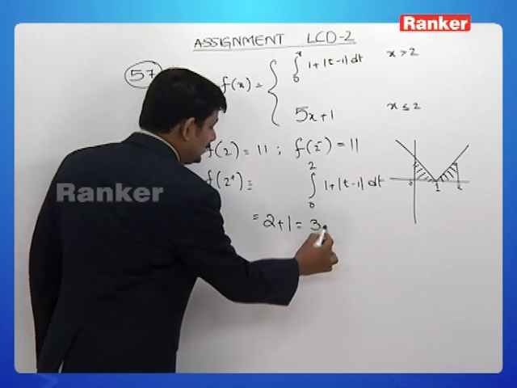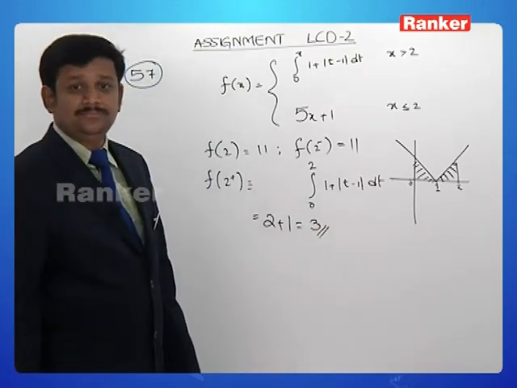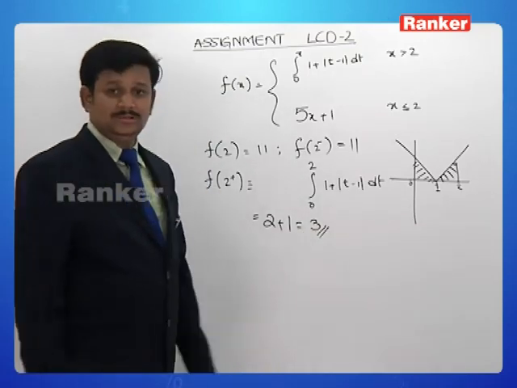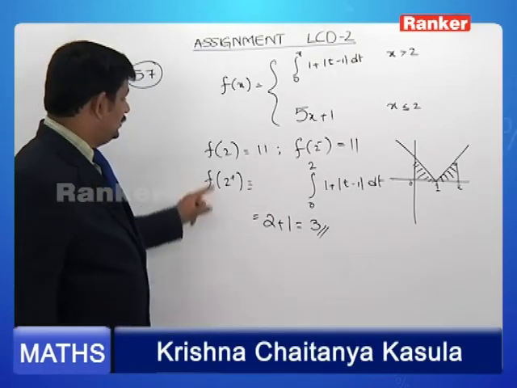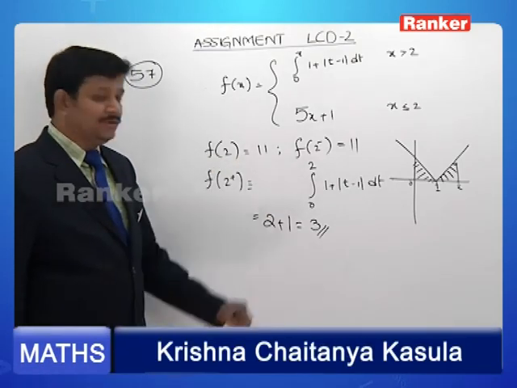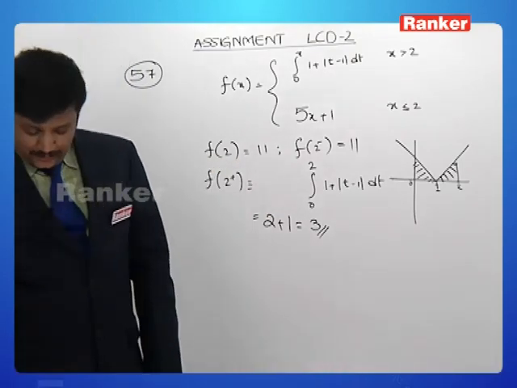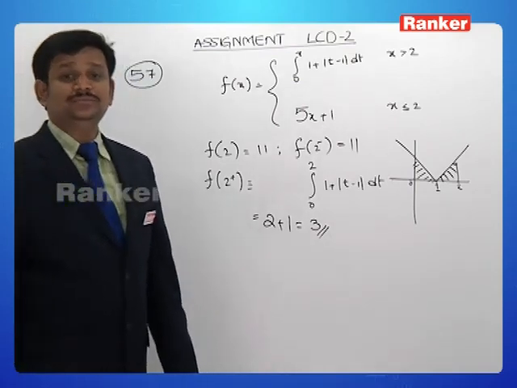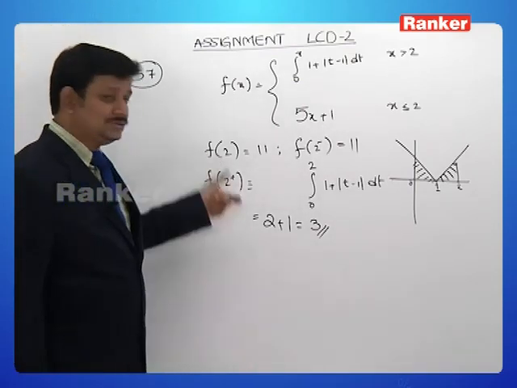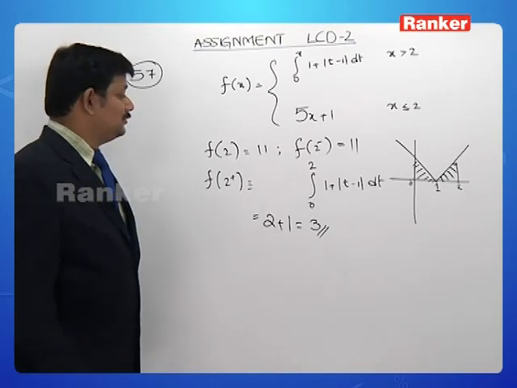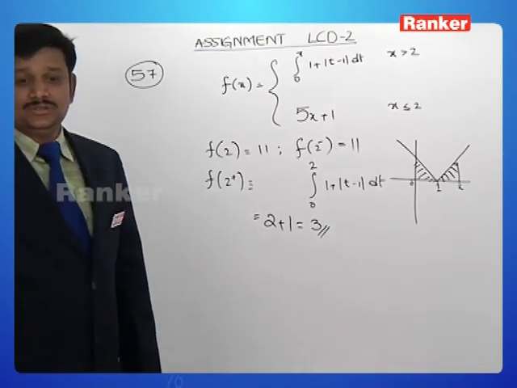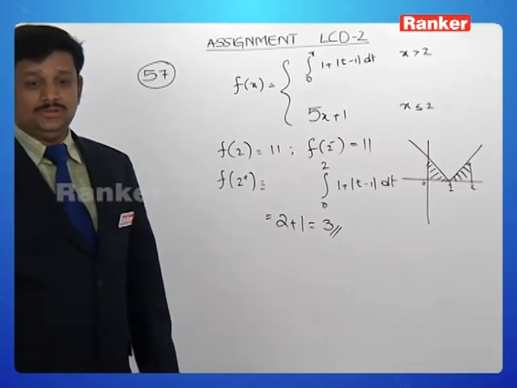So f of 2 plus is 3. We can see f of 2 is different from f of 2 plus. That shows discontinuity at x equal to 2. So the function is not continuous at x equal to 2.